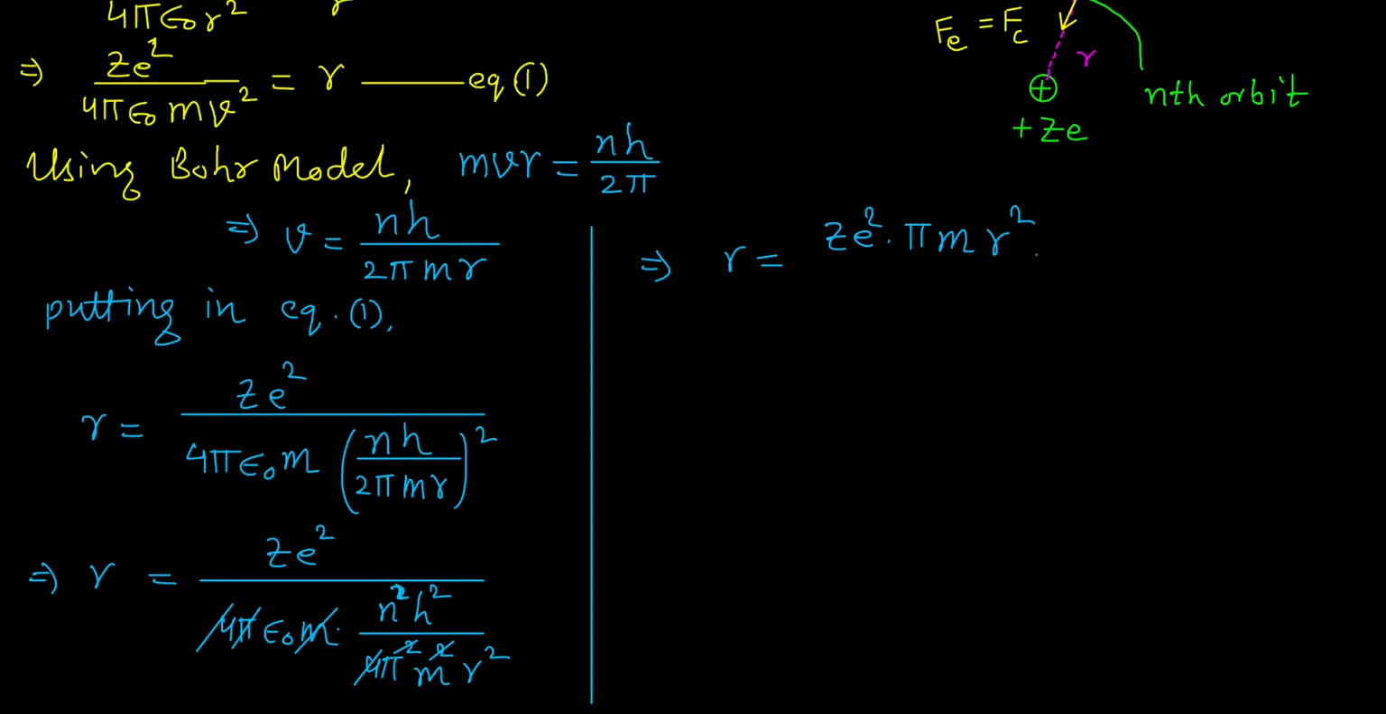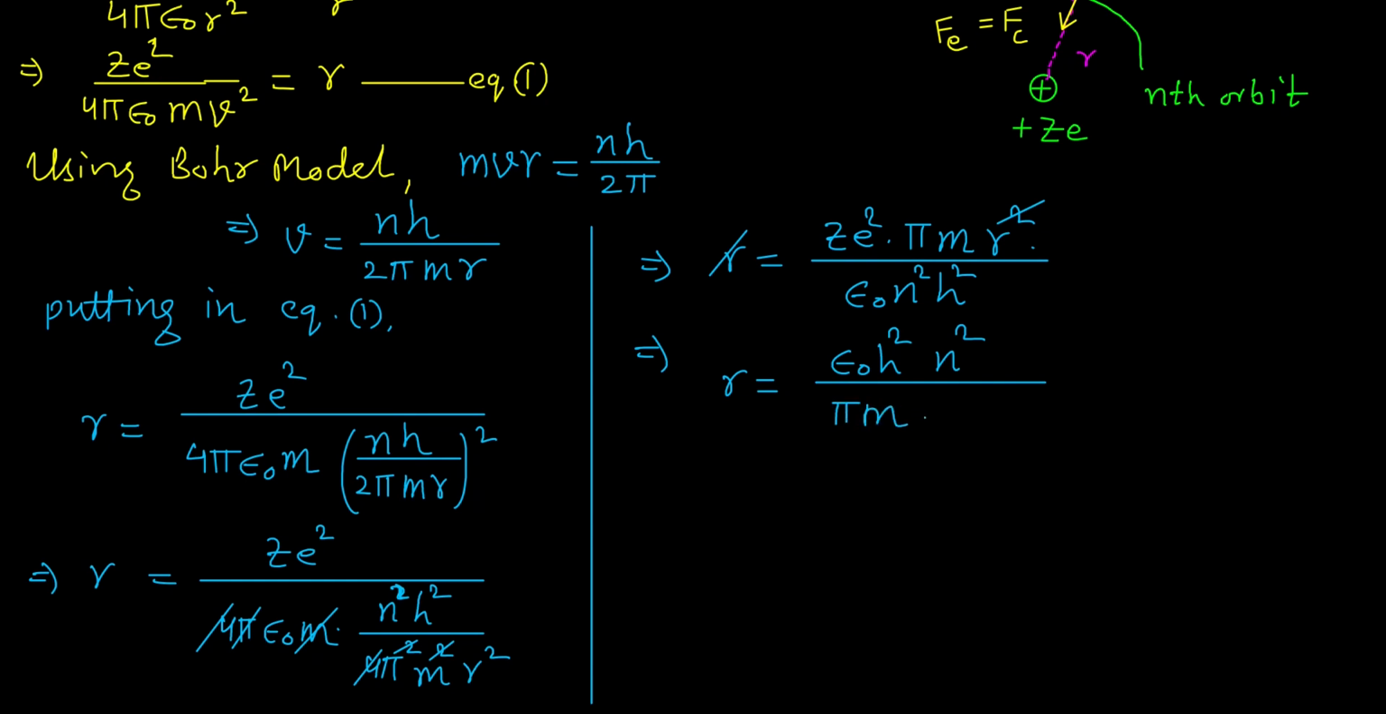Pi m r square, and z square is already there, and the whole thing divided by epsilon naught n square h square. So if you take this r square and 1 r is here, this r will get cancelled with 1 r, and now we can write r is equal to one single r, that is equal to epsilon naught h square n square, and this whole thing divided by pi m z square, or pi m square into z.